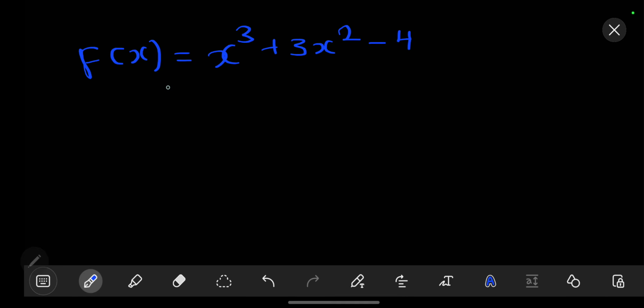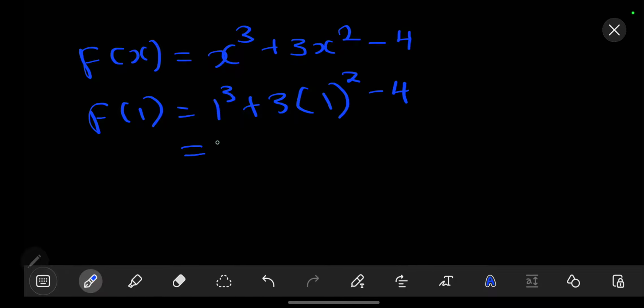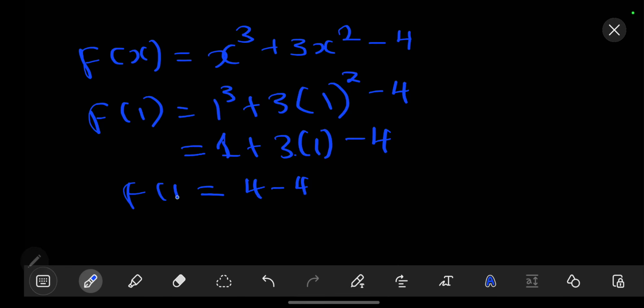So that number, let's say we try our f of 1. This will give you 1 to the power 3, then we have plus 3 times 1 to the power 2, minus 4. So 1 to the power 3 is 1, then plus 3, 1 to the power 2 is 1, then minus 4. So we have 1 plus 3, this will give us 4 minus 4. So f of 1 is giving us a value that is equal to 0.